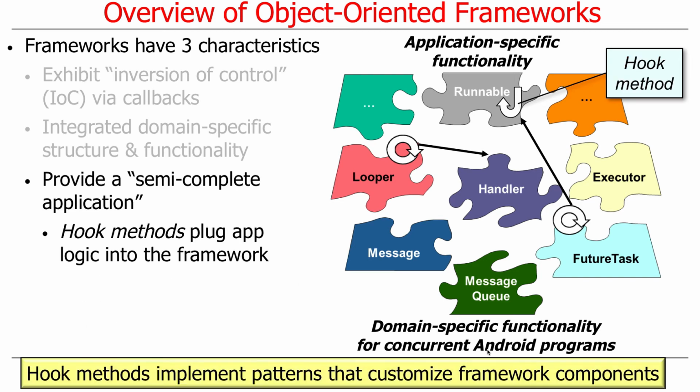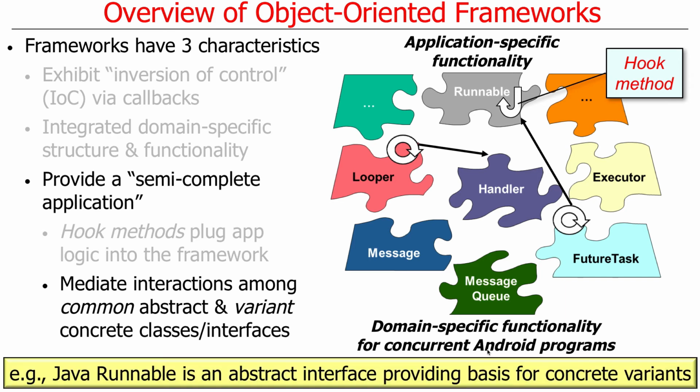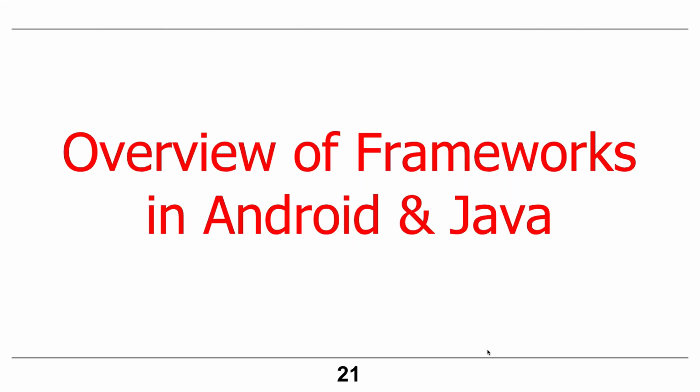So hook methods implement patterns that customize the framework components, like the template method pattern or the strategy pattern, which are patterns you've studied before. And what you typically do is you'll have base interfaces or super classes with virtual methods or pure virtual methods, abstract methods as they call them in Java. Those are common. And then subclasses come along and override and fill those things in. I'll give you plenty of examples, although you can probably think of some off the top of your head. Java Runnable is a great example. It's an abstract interface that provides the basis for concrete variants, right? You fill in the run method, either by subclassing or by lambdas or so on.